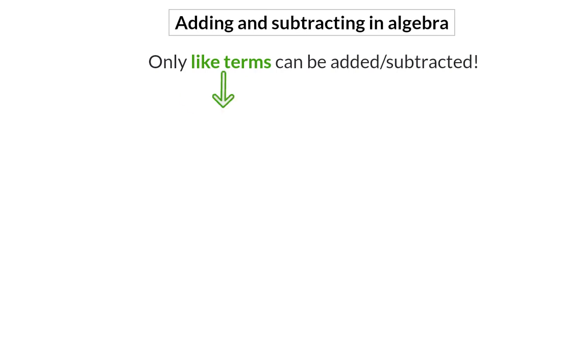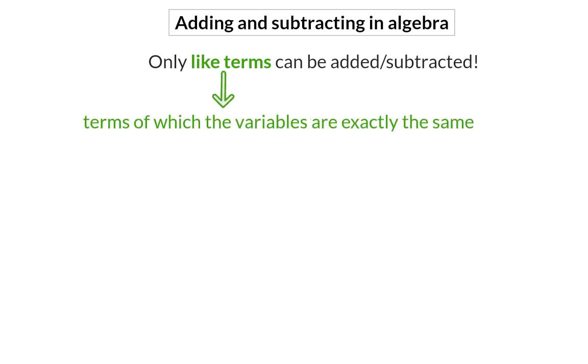Like terms are terms of which the variables or the letters are exactly the same. Example 1. Simplify. In A, we have 3 terms because, as you know, terms are separated by pluses and minuses. Here, all 3 terms have a variable of x, which means they are like terms and can be added up. To add up, we need to determine how many of these variables we have, and for that we focus on the coefficient of each term.